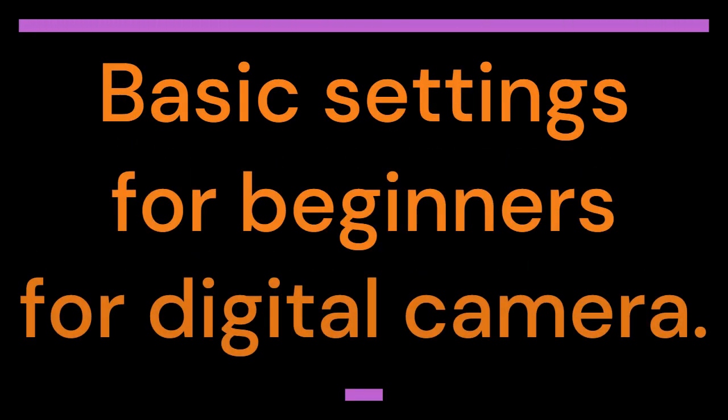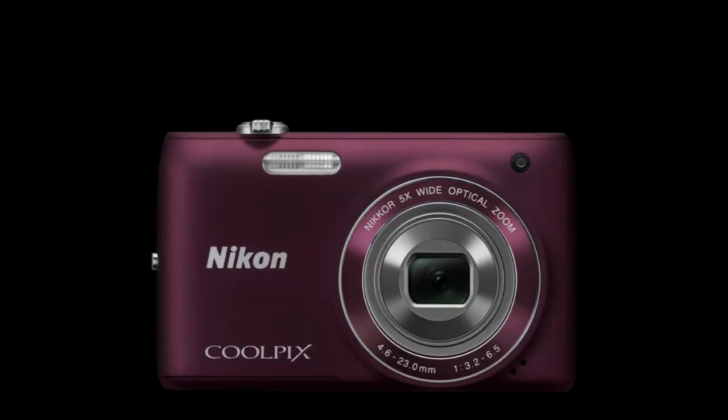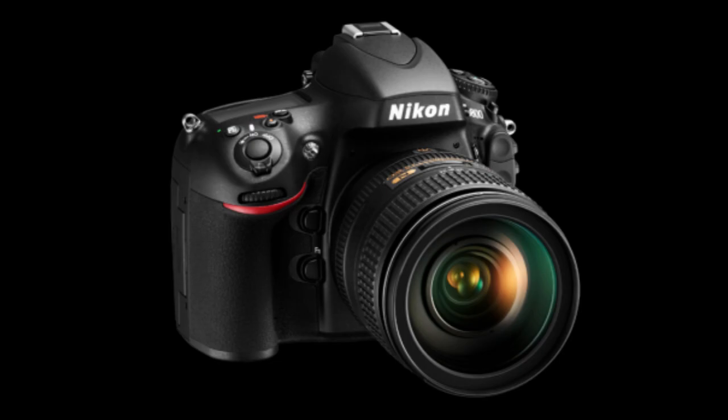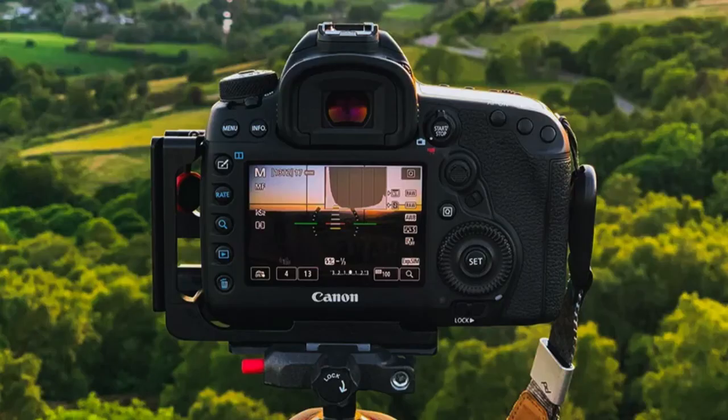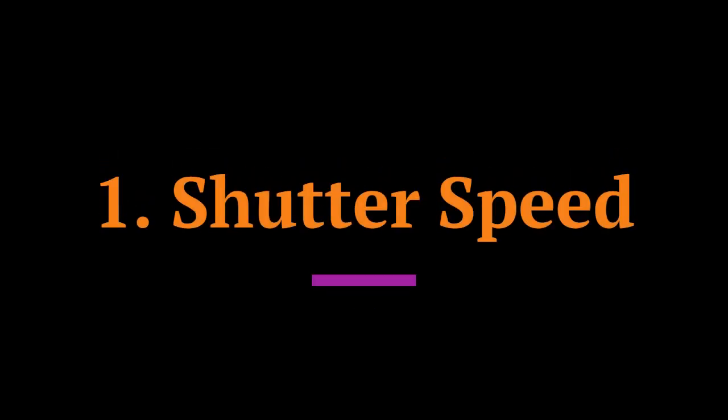Hello everyone. Today we will look at digital camera settings for beginners and see how the basic settings will allow for better pictures and video. The best manual settings for a digital camera will depend on the specific camera model, the shooting conditions, and the desired outcome. However, here are some basic settings that can help you take control of your digital camera and achieve great results. 1. Shutter speed.